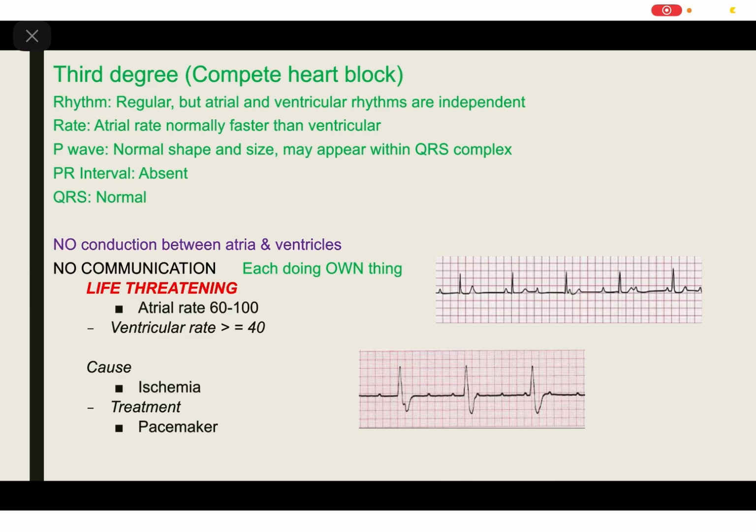They start doing their own thing. So they're like, okay, well, if the atria is not going to tell me to beat, I'm just going to beat on my own the only way I know how, which is 40 to 20, which is too slow, which is why this is a life-threatening heart block.